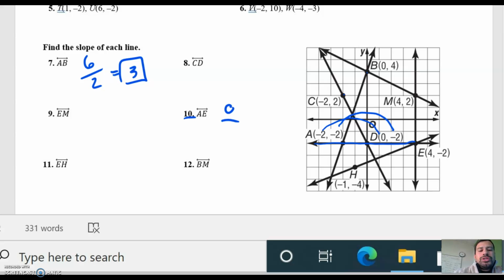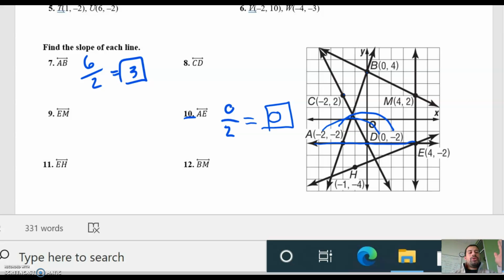-2 to 0 is just 2 units up. Alright, so 2 units. What is 0 divided by 2? 0 divided by any number is 0. So the slope of this line is 0. Okay, so if you have a flat line, the slope is 0, no slope.